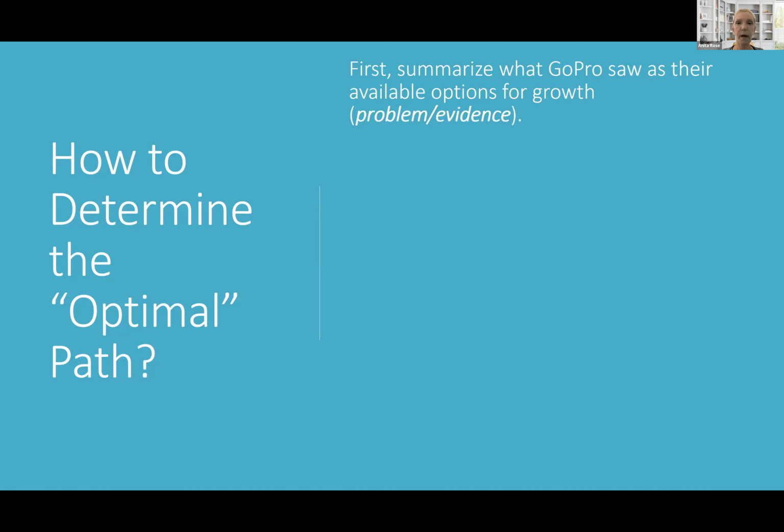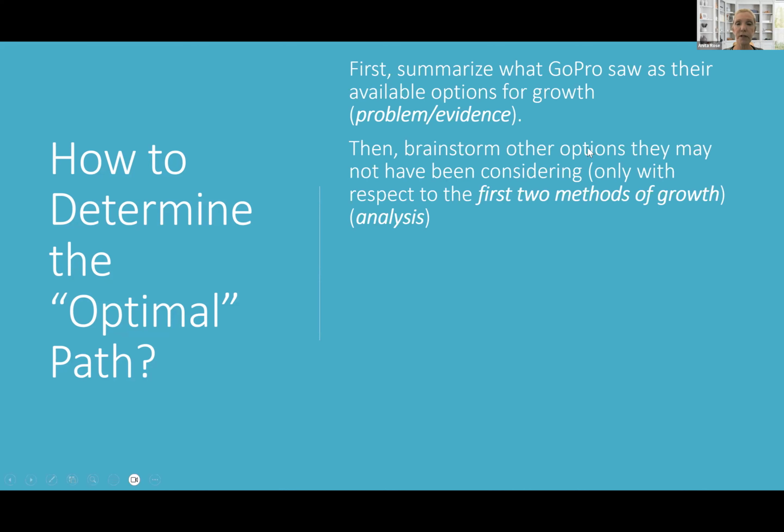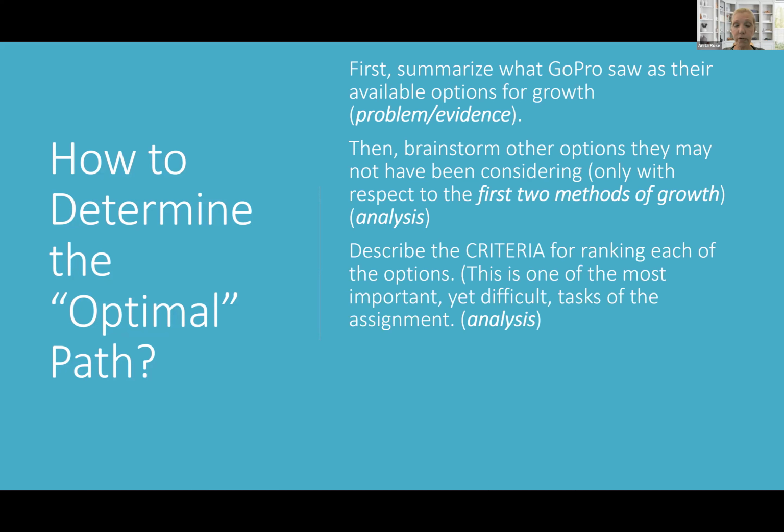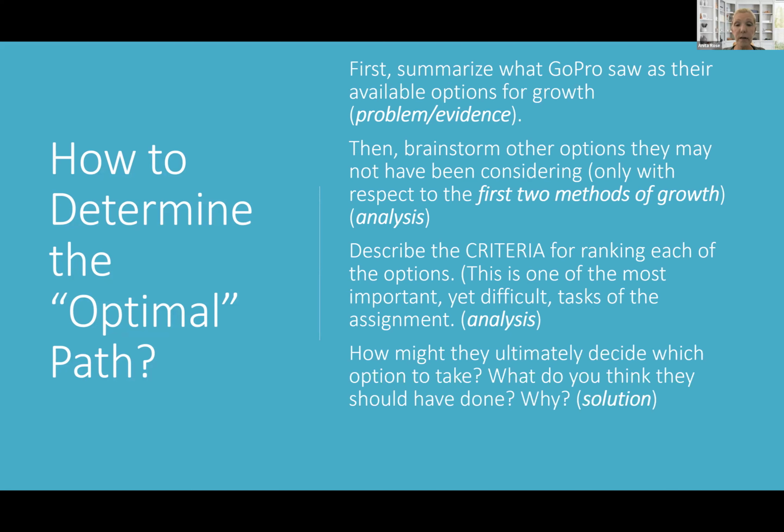So the optimal plan going forward is we're going to summarize the case and look at the problem. We're going to include some evidence, like what is the evidence in the case that you have come to the conclusion that this is the problem, and then brainstorm some ideas, some methods of growth, and analyze specific criteria. What are good opportunities, options, and then you're going to choose one and explain why.